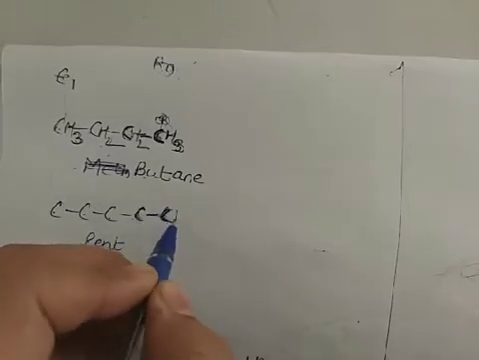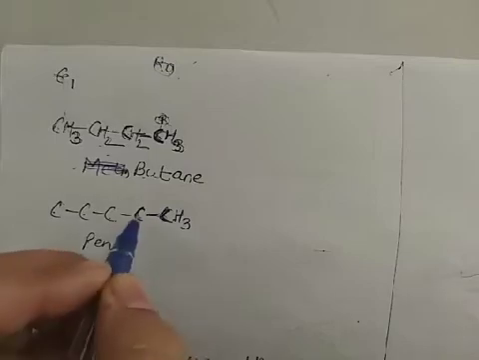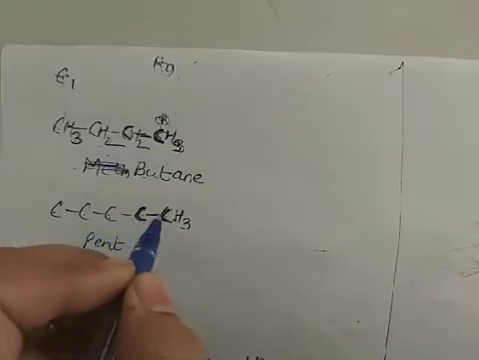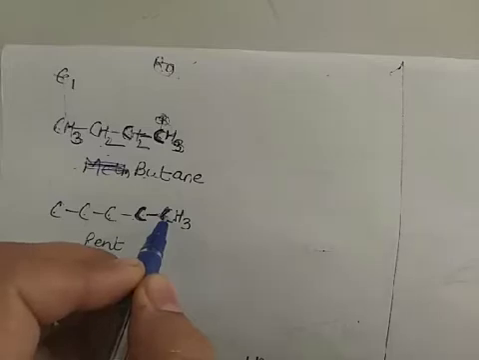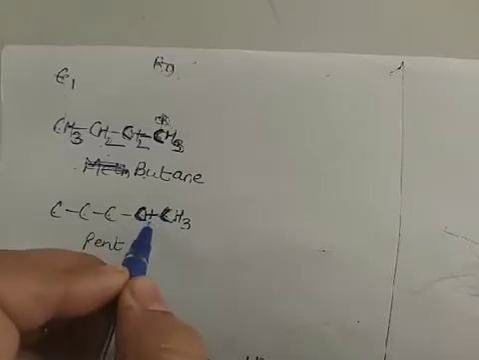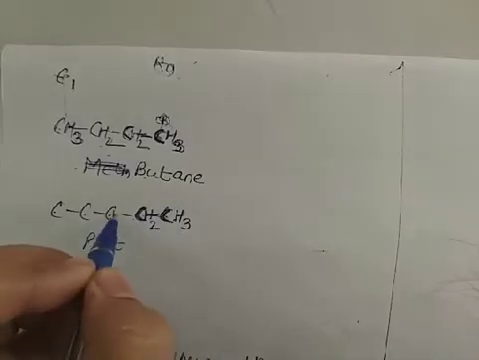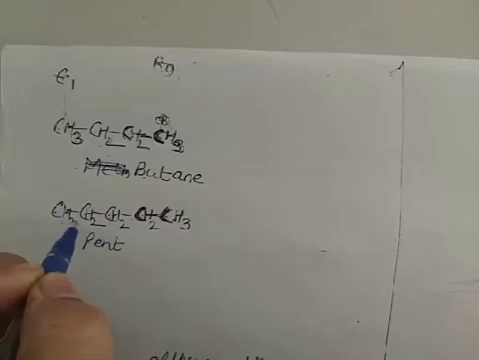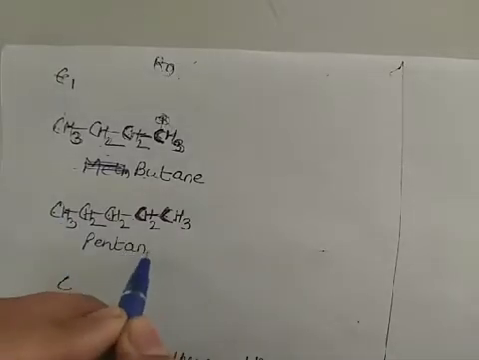Now how many valencies are left? 3 are left. For this carbon, on the left it is bonded with 1 carbon and on the right with another carbon. That means out of 4, 2 valencies are fulfilled, so I will write CH2. Similarly here it will become CH2, here also CH2, and here CH3. So this is known as pentane.